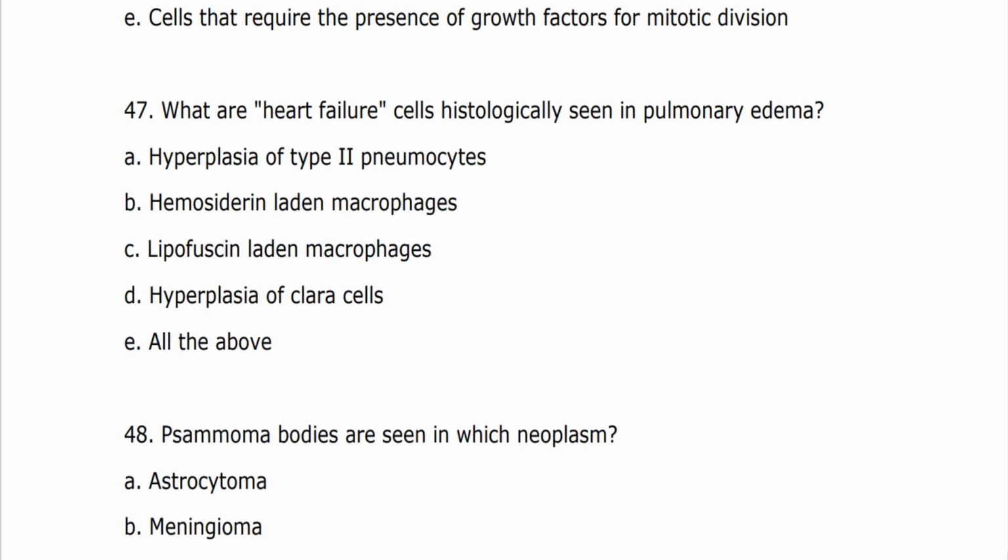Question number 47. What are heart failure cells histologically seen in pulmonary edema? Heart failure cells are macrophages that have engulfed red blood cells, which extravasate into the interstitium. They are engulfed by macrophages and then digested. The iron in the red blood cells is stored as hemosiderin in the macrophage. So you have hemosiderin-laden macrophages, and we call them siderophages. It's not only peculiar to heart failure, but here that is what is important to us.